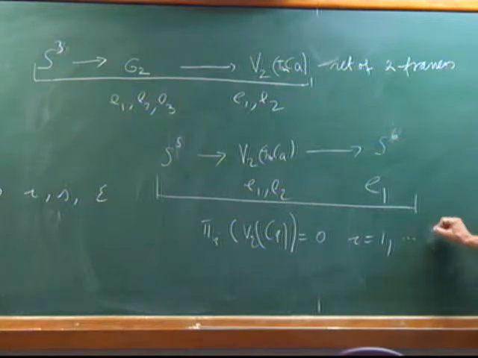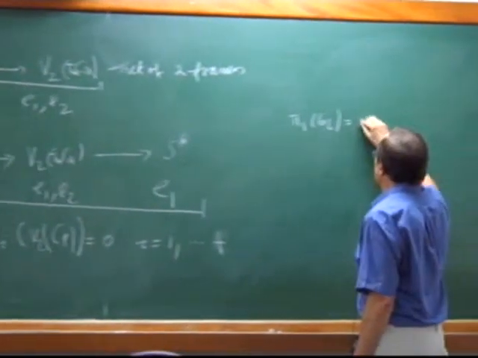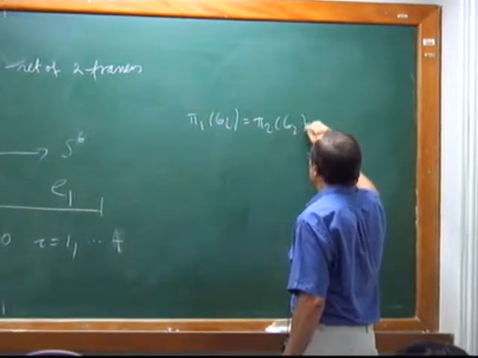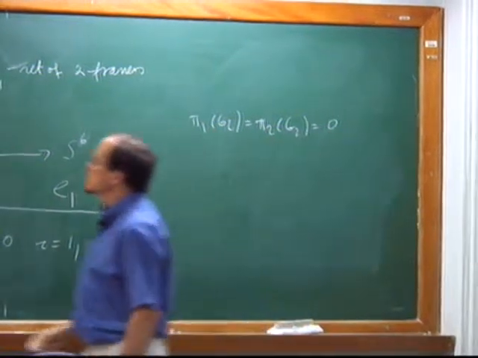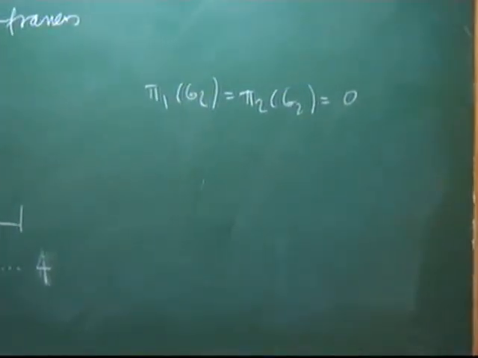And now the first 4 homotopy groups of the Stiefel manifold are 0. And this implies that pi 1 of G2 and pi 2 of G2 are 0. Pi 3 is not so clear anymore. Well, in fact, you can see what pi 3 is.